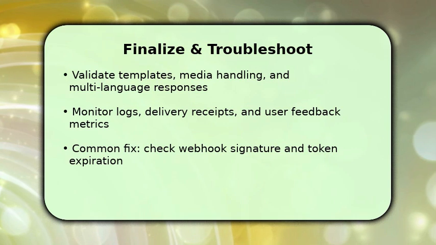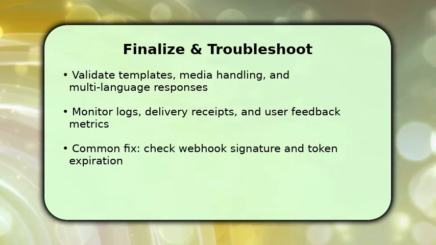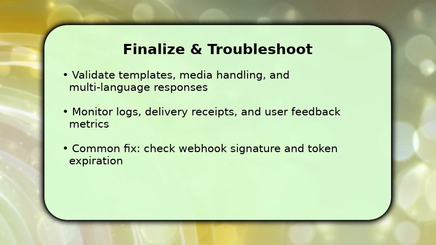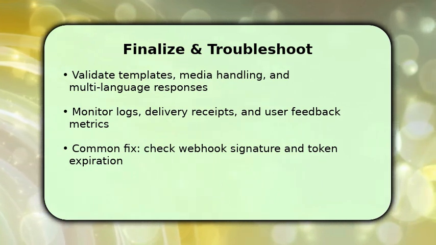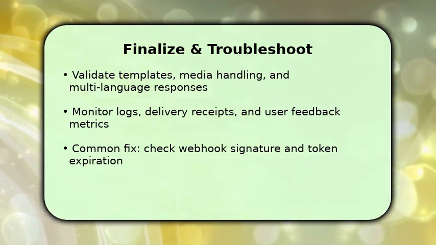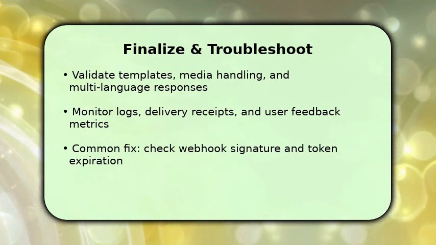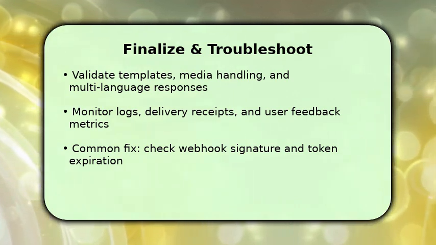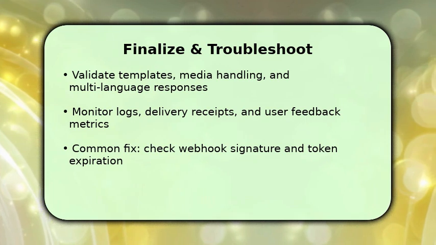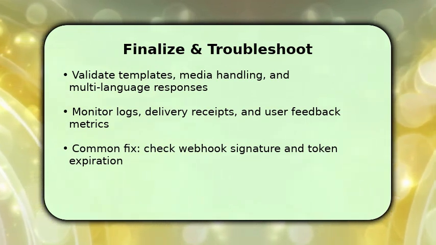Once done, deploy gradual rollout and collect user feedback to tune prompts and context length. If something breaks, make sure the webhook signature matches Meta's secret and the API token hasn't expired. These two issues cause most failures. Make adjustments and rerun tests until interactions are smooth.